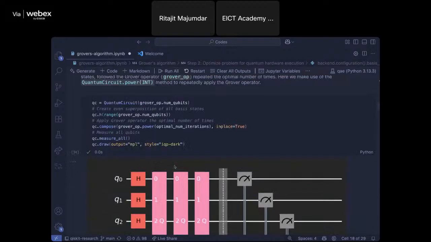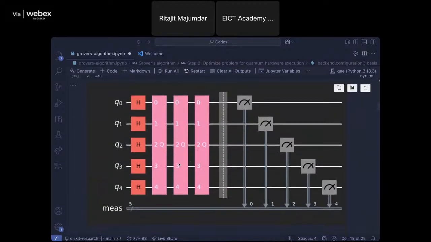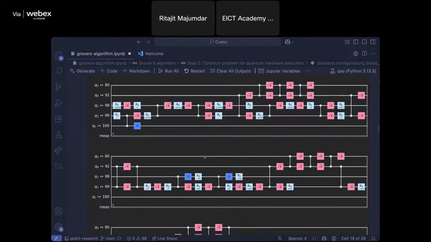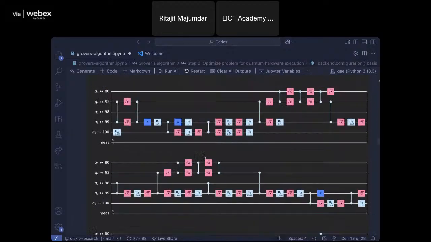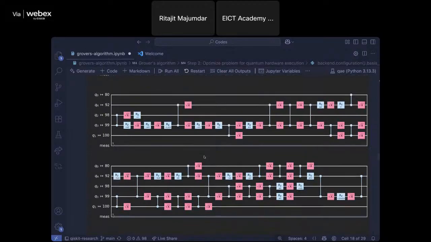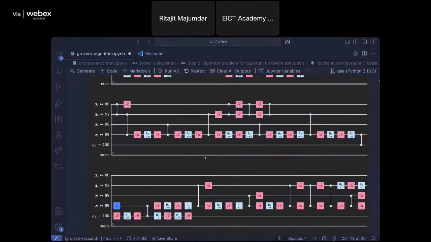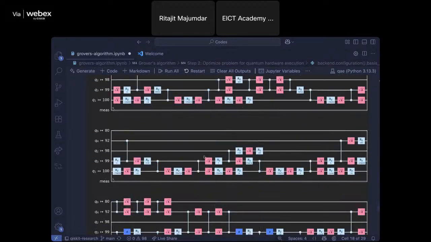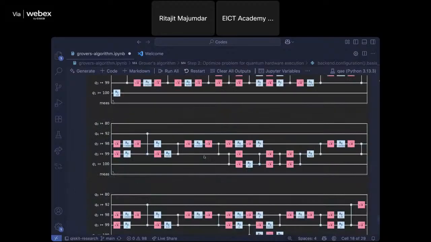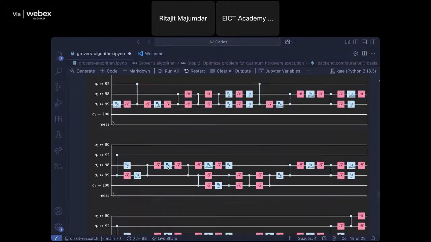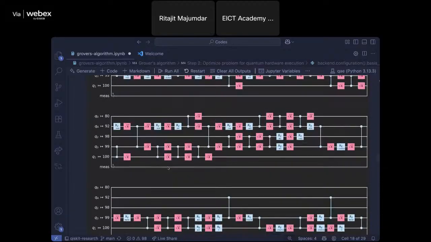But what I want to point out here, this was my circuit. It looked so nice, simple. Let's look into the circuit that will get executed on the hardware. Wow. Okay. So this is the circuit that will get executed on the hardware. You can understand how big this is. This is again just for 5 qubits, but you can understand how deep this is. Why is it so deep? Simple.